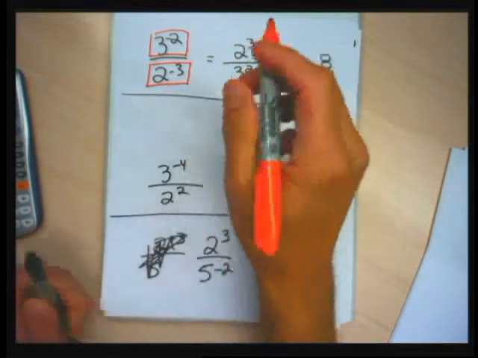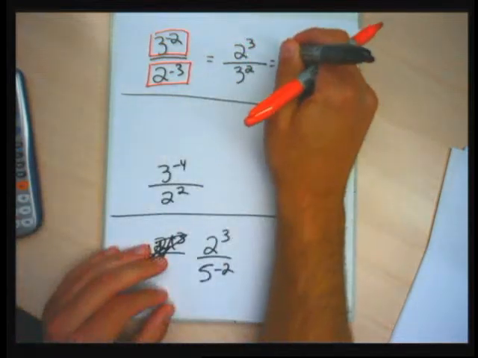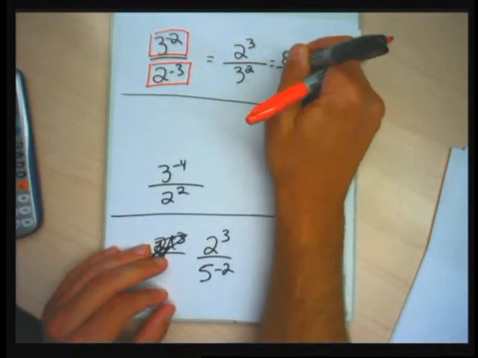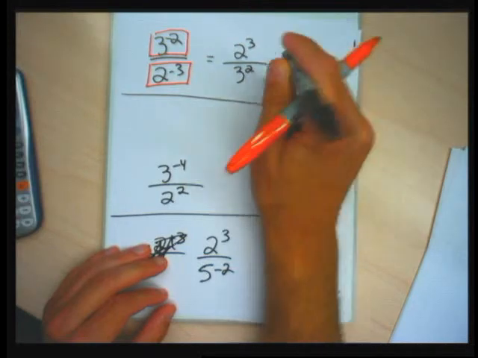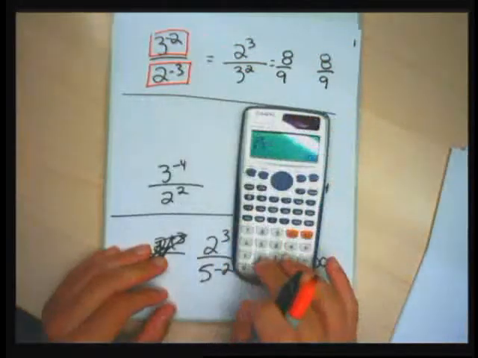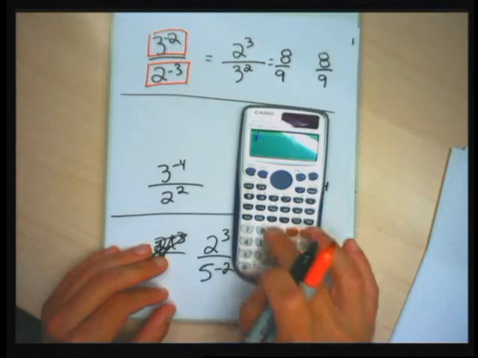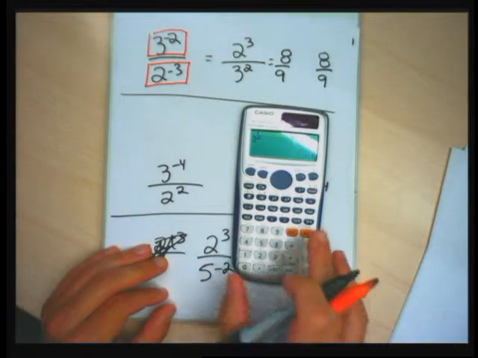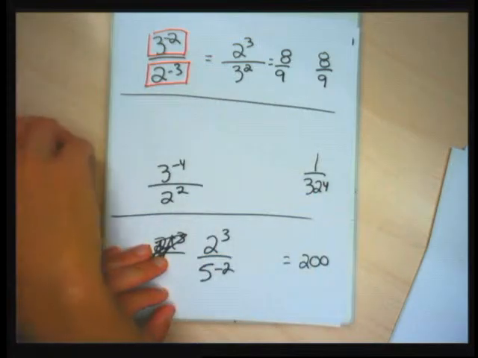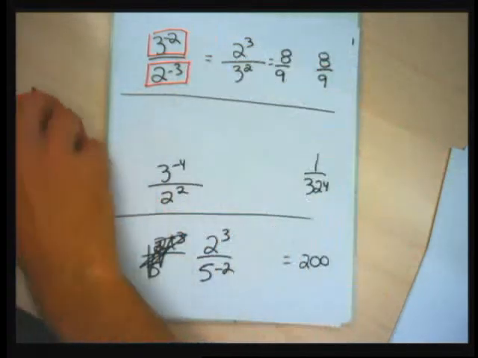And now in the numerator I have 2 cubed. 2 cubed is 2 times 2 times 2, which is 8. In the denominator I have 3 squared, which is 9. Again, you could do 2 cubed and get 8, and 3 squared and get 9 if you didn't want to use your calculator. Or if you didn't know how to do it without a calculator.